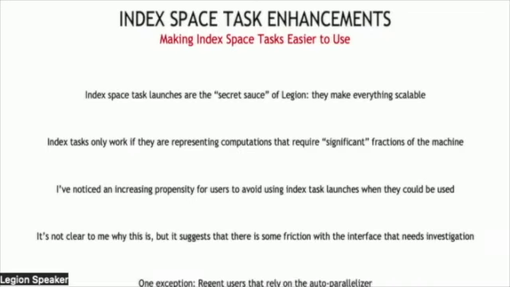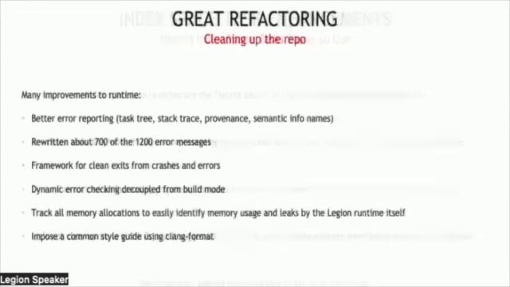The one place where I haven't noticed this problem, by the way, is for Regent users, especially those that use the auto parallelizer. It just kind of works for them, and they automatically get index-based task launches out of that. I think that's an important success story, where we do actually have a really good story for how to make it easy for folks to use index-based task launches all the time. So just calling that out.